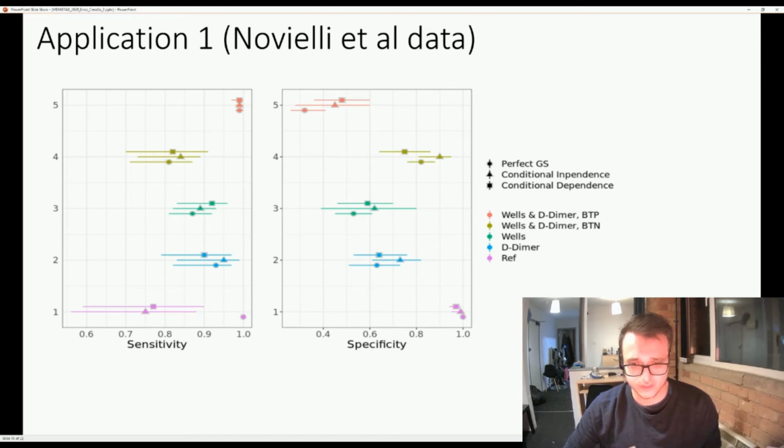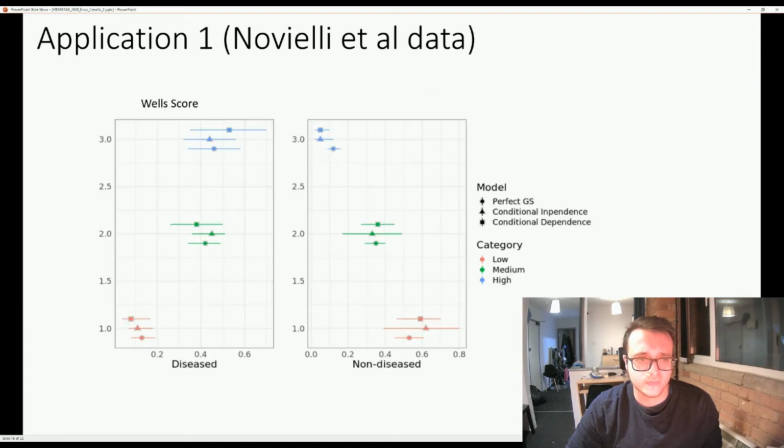For some measures, there's a change of over 5%, about 10% actually, for the combined accuracy of Wells and D-dimer for believe the positives on the specificity. You can see on the top right between the dependence and perfect gold standard model. And a similar pattern here for just the Wells score, but for each category. So for the previous slide, we merged 2 categories, but here we've got low, medium, and high.